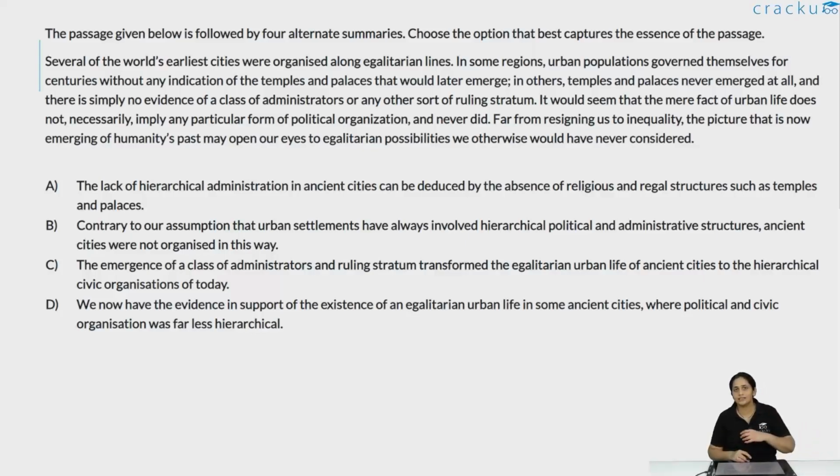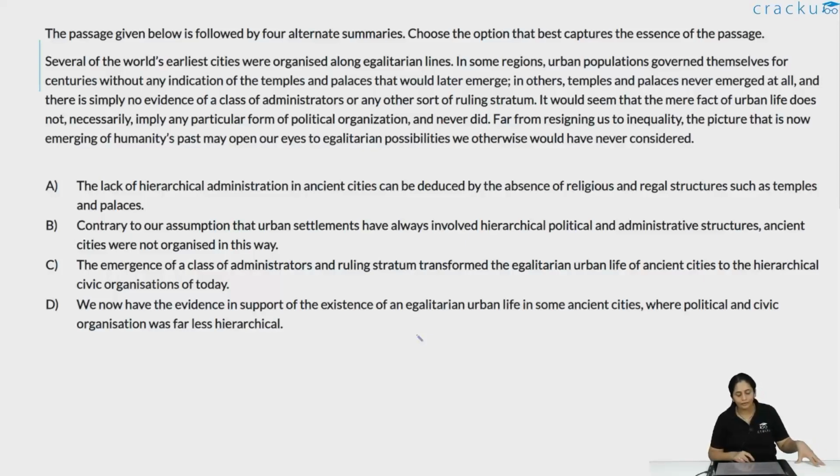In certain cases, that kind of structure of political organization, ruled versus the ruling, never came. That organization never came in many cities, and that should be something that opens our eyes, that it is not necessary that every urban city should have a ruling class as such. That is what the author is trying to say. So let us take a look at the options now.